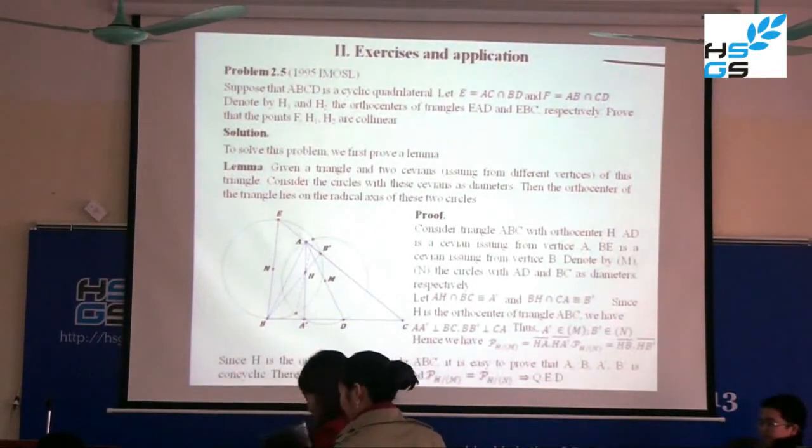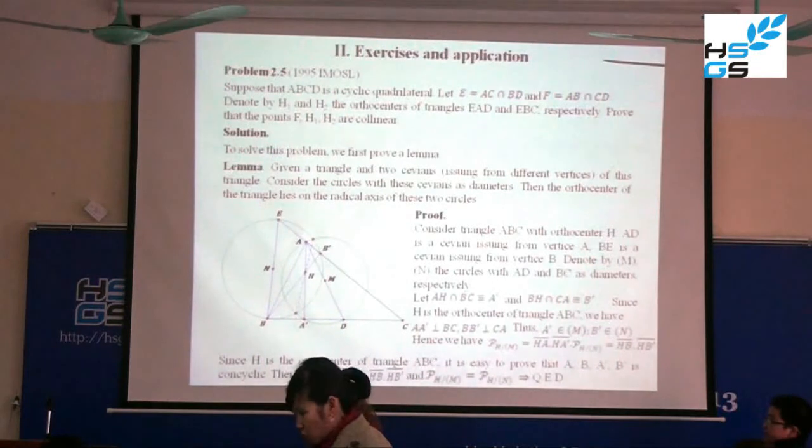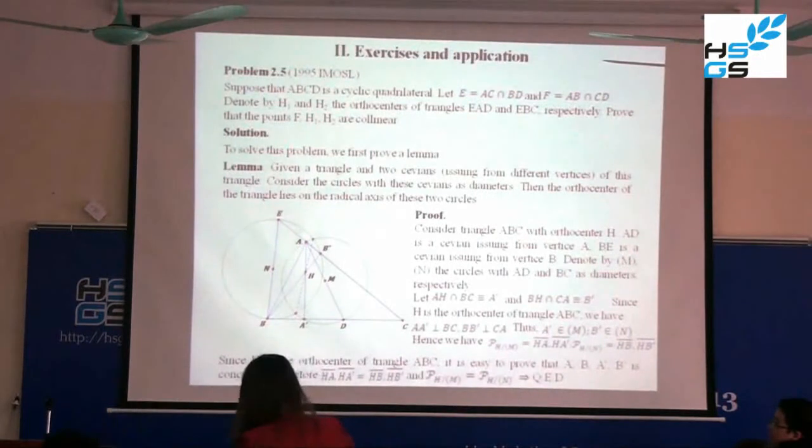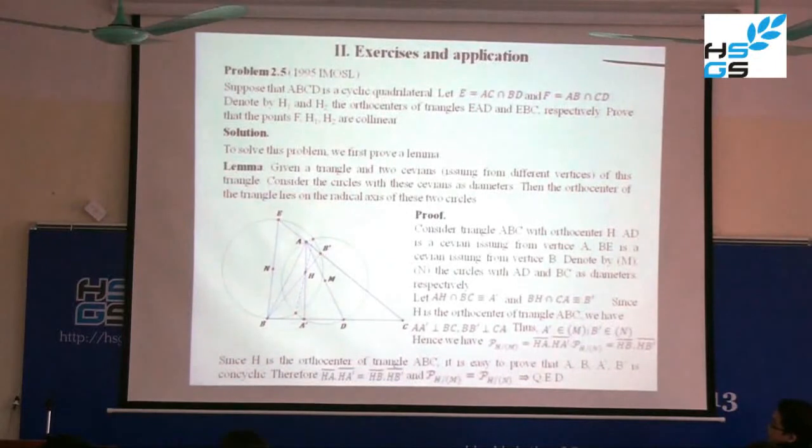To solve the problem, we should first prove a basic lemma. It is pretty well known. Given a triangle and 2 segments from different vertices of this triangle, consider the circles with these segments as diameters. Then the orthocenter of the triangle lies on the radical axis of the circles. It is easy to prove, since the powers of H with respect to (OM) and (ON) are equal to the product of HA and HA'.